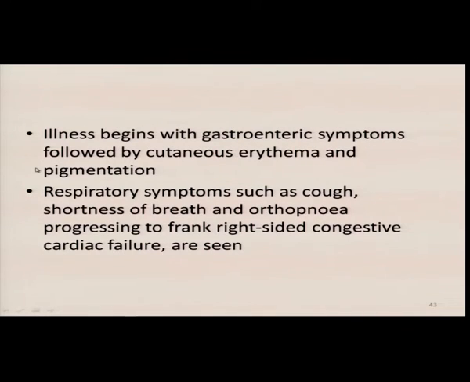So, how does the disease manifest? Illness manifests with gastroenteric symptoms, and this is followed by cutaneous erythema and pigmentation. This is followed by respiratory symptoms like cough, shortness of breath and orthopnea, and this will lead to right-sided congestive cardiac failure. So, it is a progressive manifestation of the symptoms, starting from edema to gastric symptoms to the pigmentation, followed by respiratory ailments.